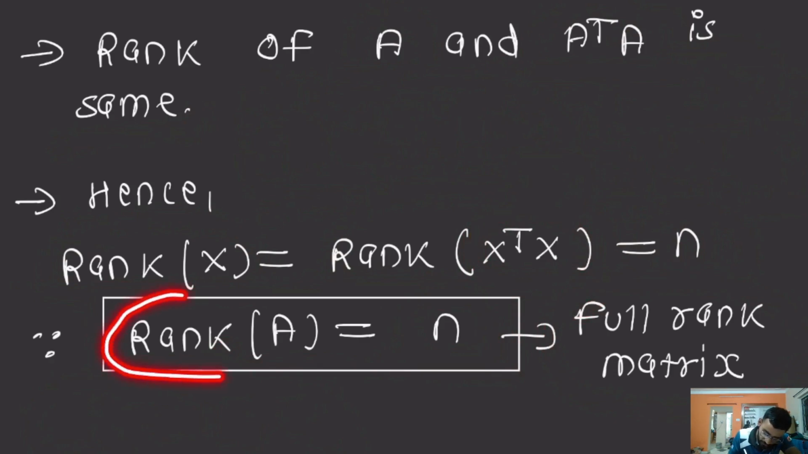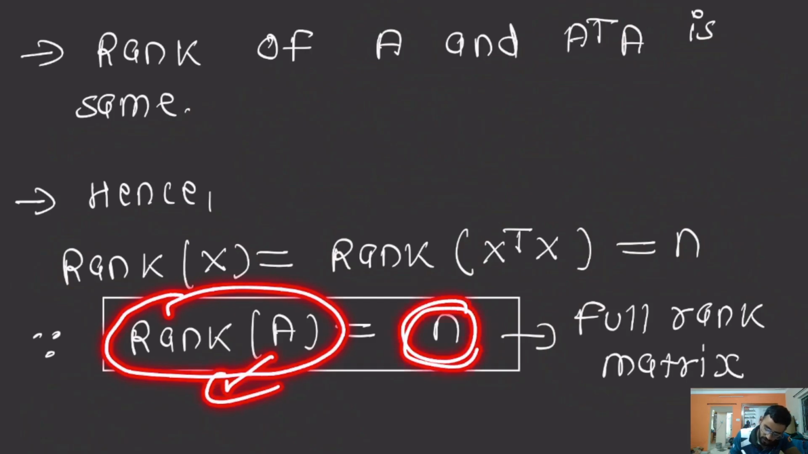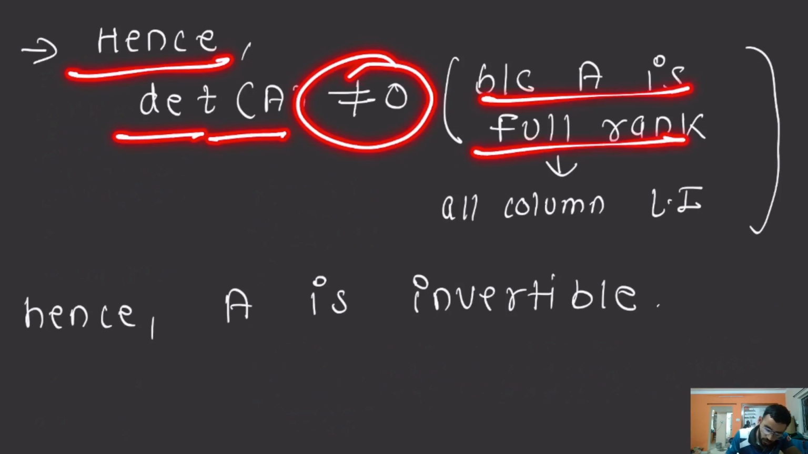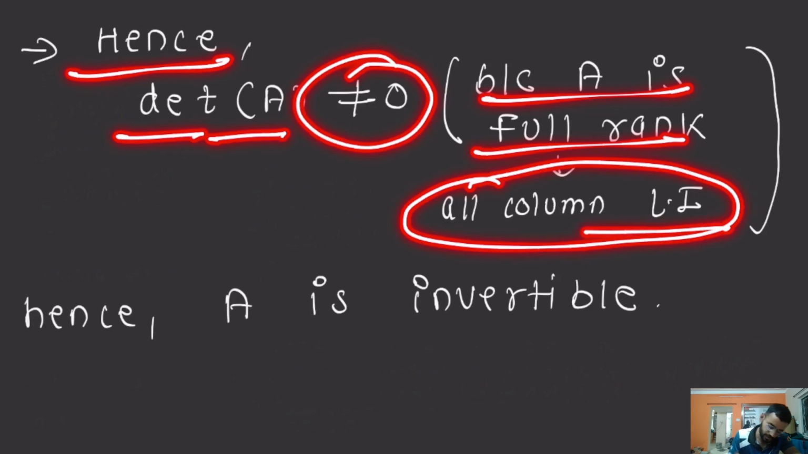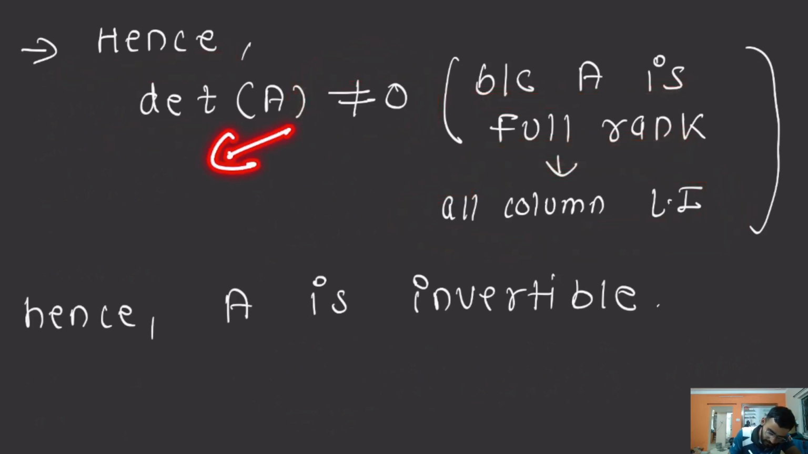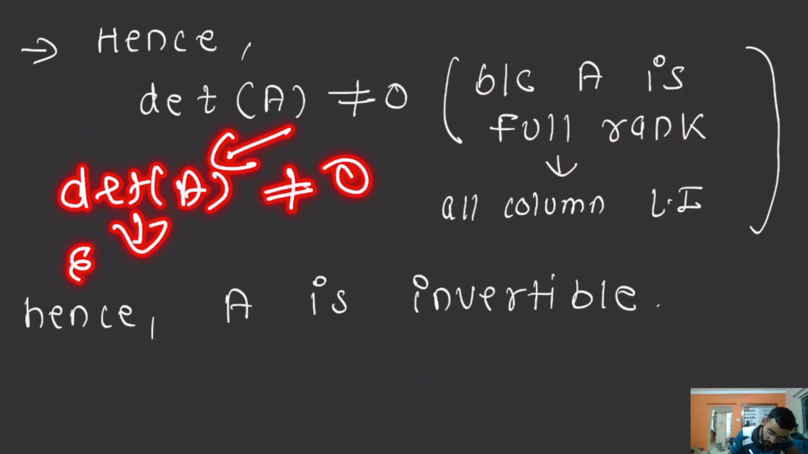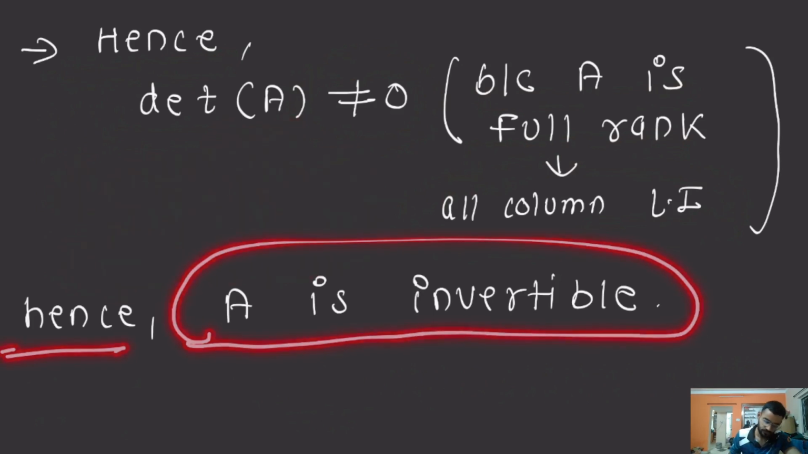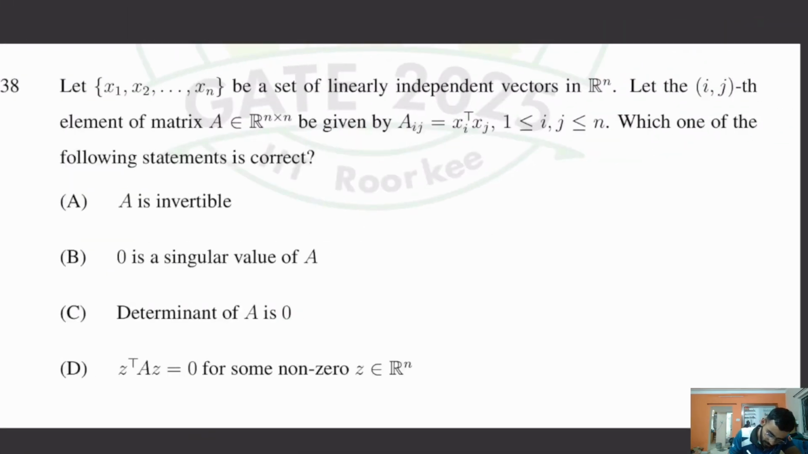Since the rank of A is n, this is full rank, which means the determinant of A is not equal to 0, because A is full rank and all the columns of A are linearly independent. Since the determinant of A is not equal to 0, this also indicates that there is no zero eigenvalue, and hence A is an invertible matrix. Okay, so option A, A is invertible, is correct.